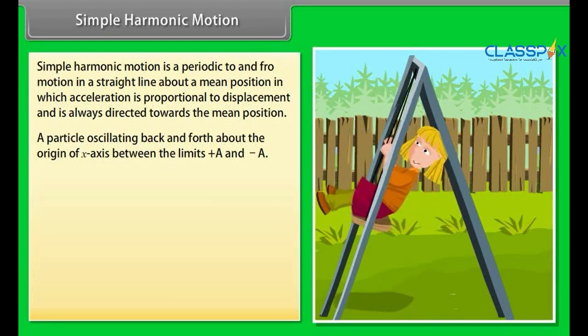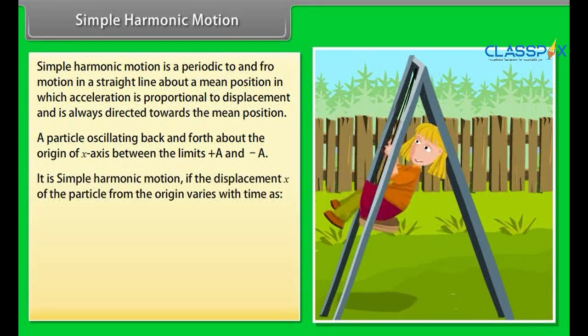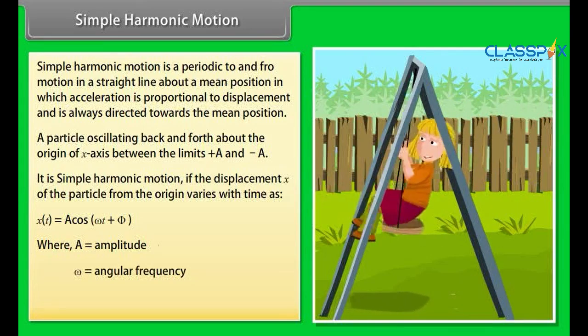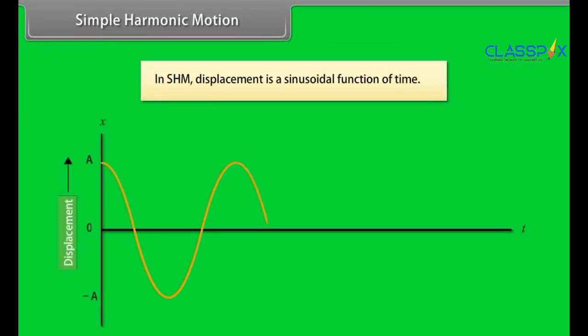Consider a particle oscillating back and forth about the origin of an x-axis between the limits plus A and minus A. It is simple harmonic motion if the displacement x of the particle from the origin varies with the time as x(t) is equal to A cos(ωt plus φ), where A is equal to amplitude, ω is equal to angular frequency, φ is equal to phase constant. In simple harmonic motion, displacement is a sinusoidal function of time.